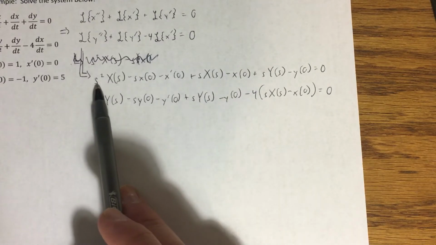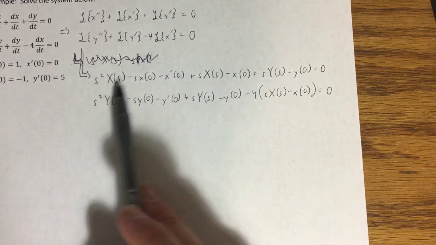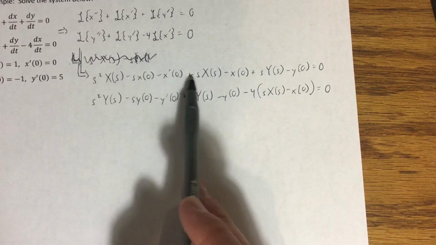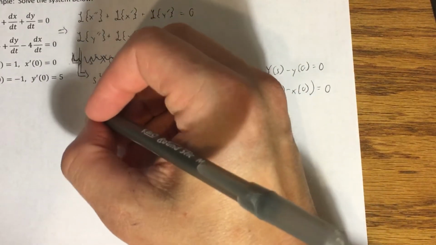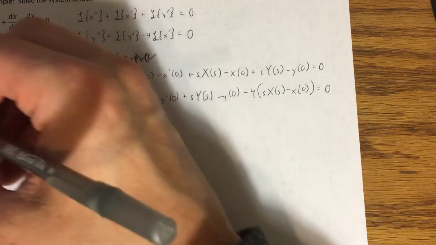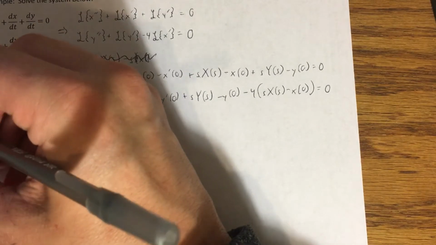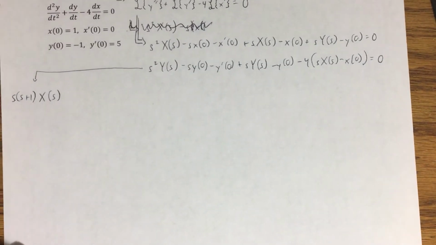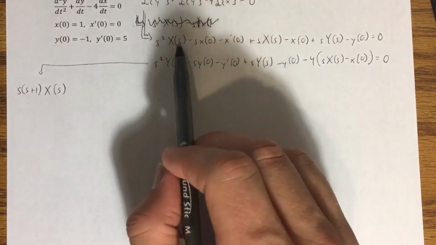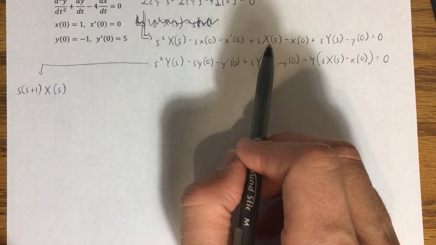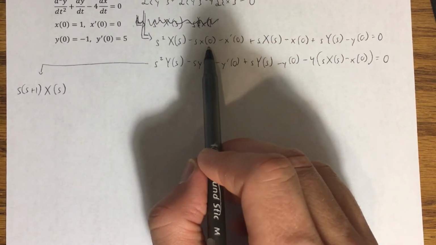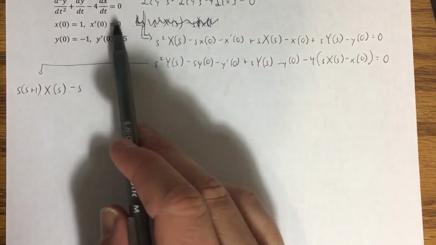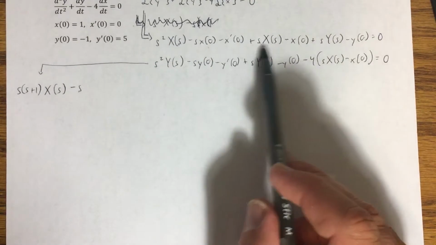But let's see, I have an s squared and an s both being multiplied by x of s, so I can collect those and factor the x of s out, leaving me with s squared plus s, which is s times s plus 1 after factoring x of s. Okay, so that takes care of these two terms. And then x of 0 is equal to 1, so this becomes minus s times 1, or just minus s. x prime of 0 is equal to 0, so I'm not going to write anything there. I've dealt with this term.